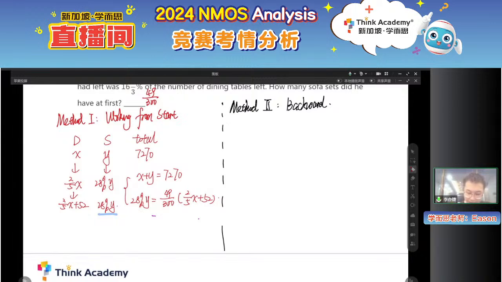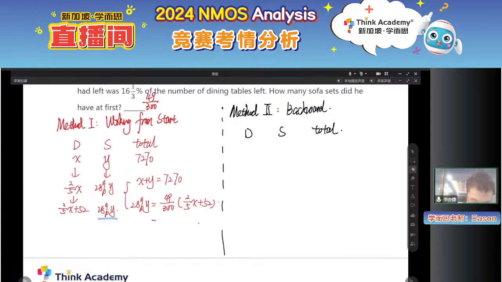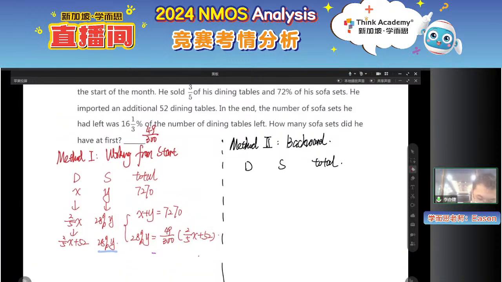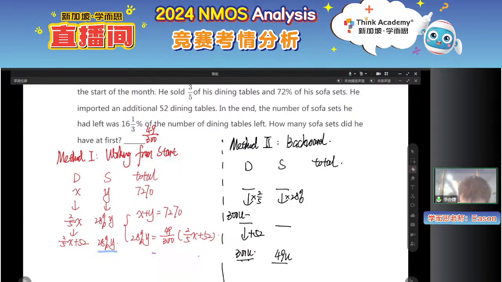It's far easier to work backward because this is the total, right? So maybe we just assume that because this is 49 over 300. So we assume that after all the workings, now this is a plus 52, right? So in the end, maybe just assume this to be 49u here. So now this is 300u here. So this is 300u minus 52.